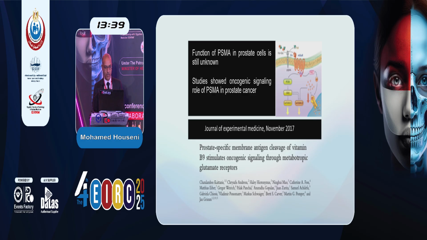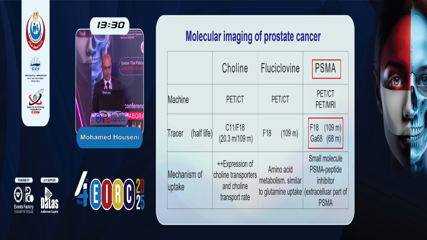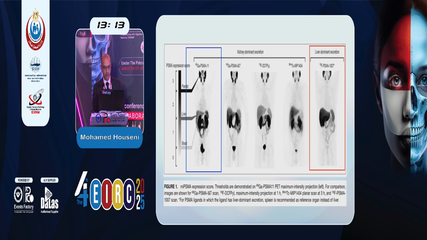The function of PSMA in prostate cells is still unknown. However, studies showed an oncogenic signaling role for the PSMA in prostate cancer. There are different tracers used to image the prostate cancer, including the choline, the fluciclovine, and the PSMA. In Egypt, we are using the PSMA in two forms, the fluorine-18 and the gallium-68. And these are images demonstrating the different tracers.